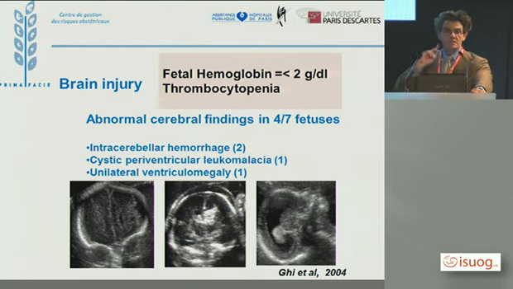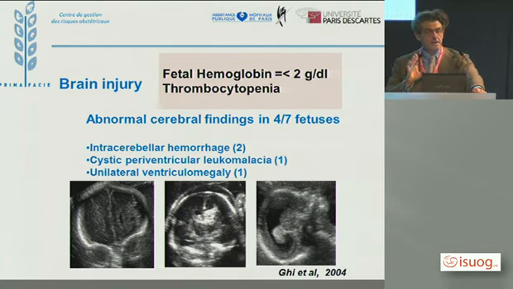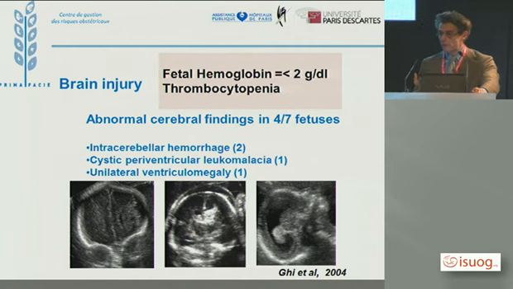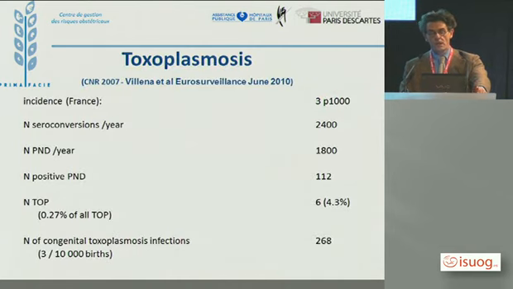This virus is not teratogenic for the brain, but the very low hemoglobin is often, because it's a central anemia and pancytopenia, there is low platelets, and therefore there is a risk of brain hemorrhage, and only those with brain hemorrhage may develop brain lesions following parvovirus infection.